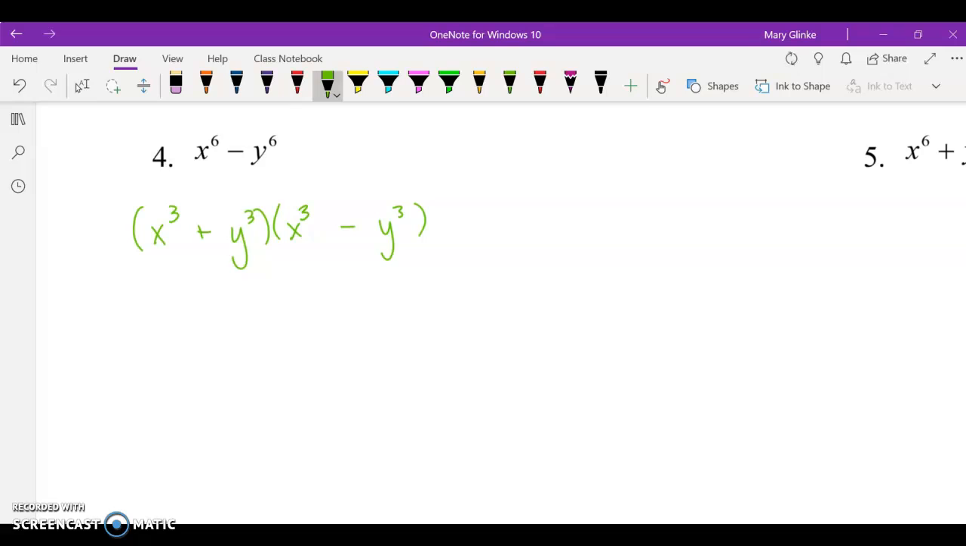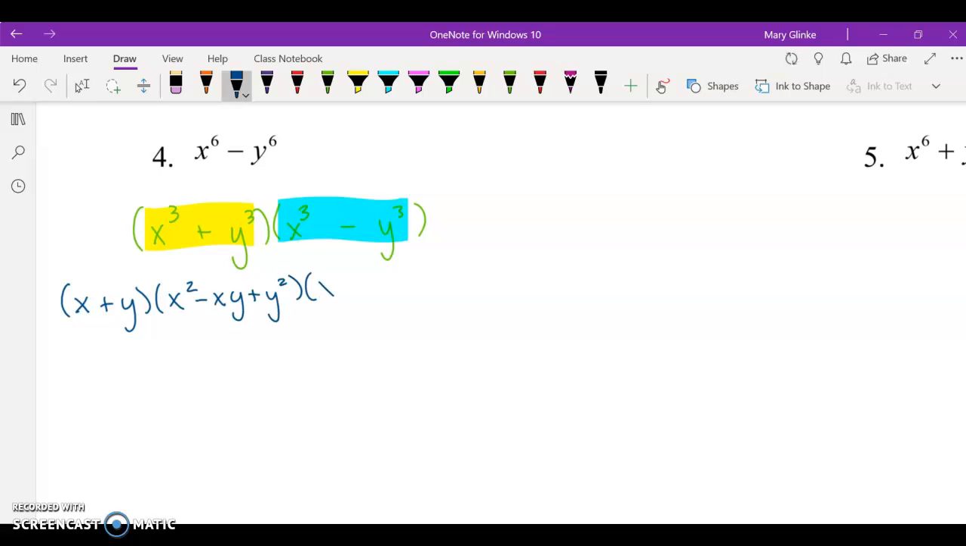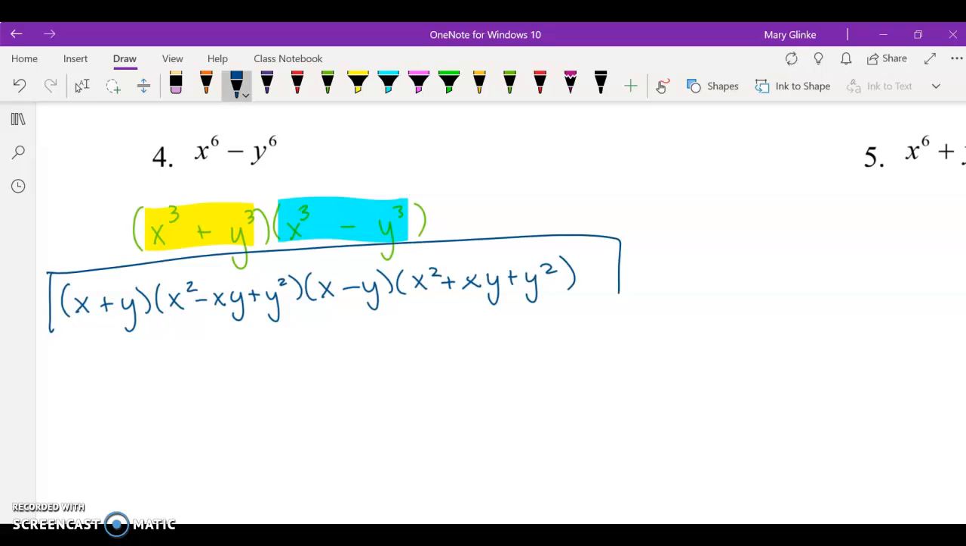Because now, at this point, each of these factors further. Each of these, we're going to use x as our a and y as our b, and we're going to plug it in to our formula. Now, one of them is going to be the sum, and one of them is going to be the difference. So overall, this would be our final answer, as nothing else would factor further.